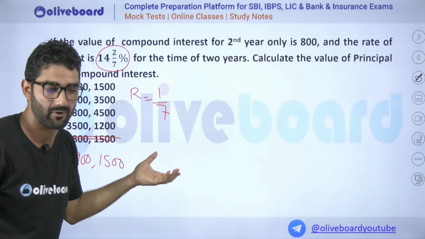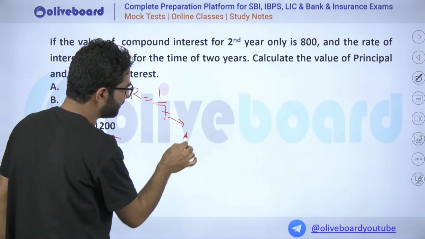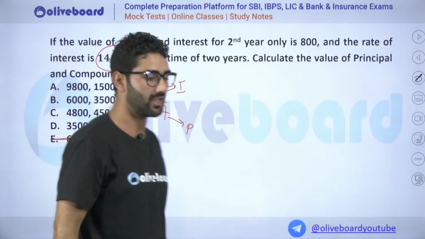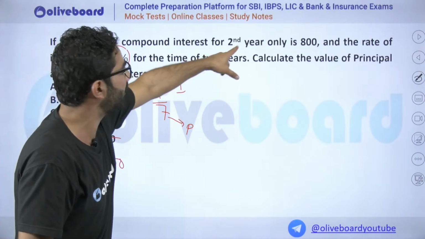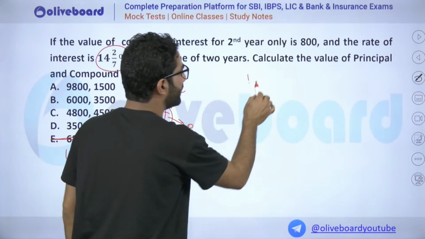Everyone got this much, 1 upon 7 as a rate. Sir, you told us that if this is principal, that time this will be interest and amount will be how much? 8. But you told for times 2, if we take principal and square, it will be 49.